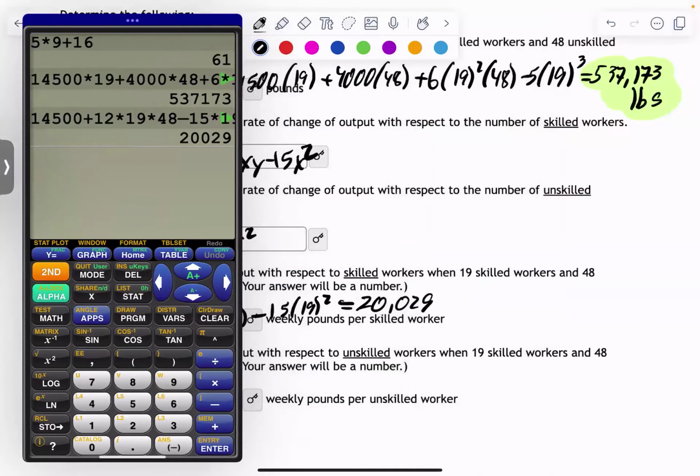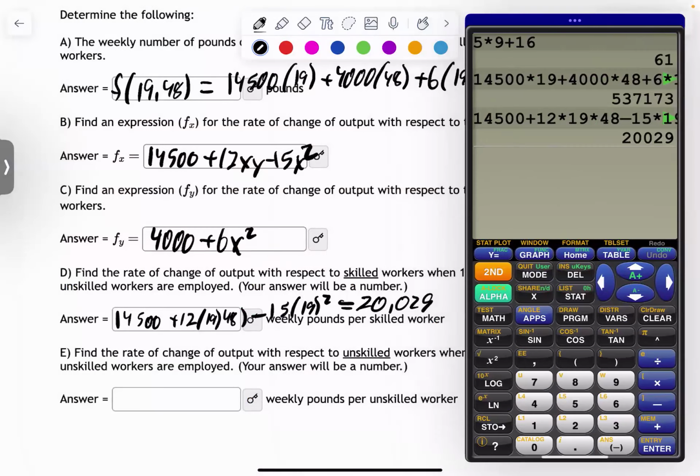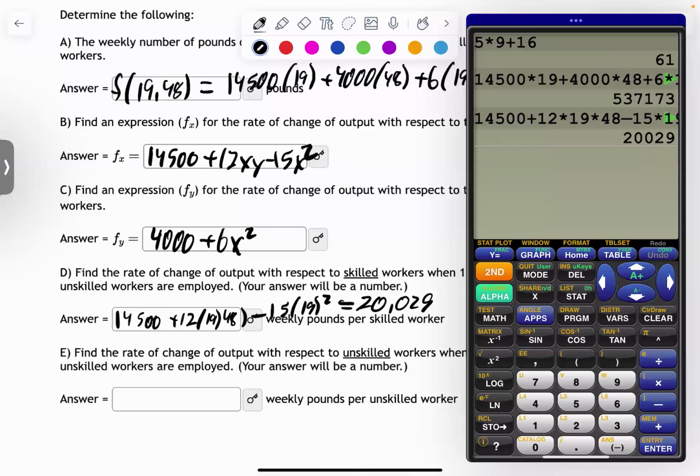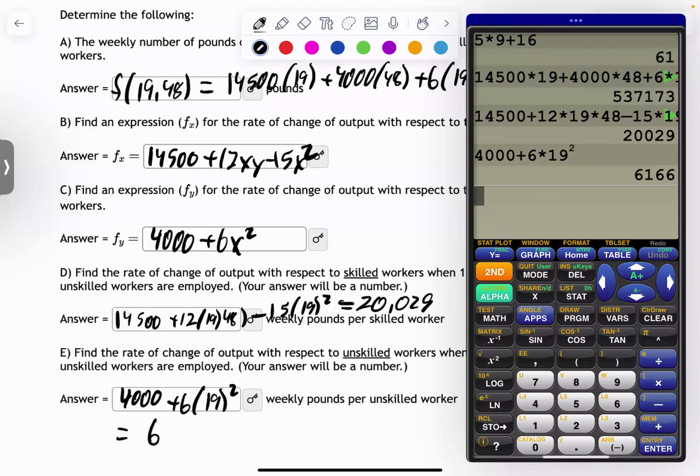And then we're going to do the same thing, except now with the unskilled worker. So this is going to be 4,000 plus 6 times 19 squared. That gives 6,166 weekly pounds per unskilled worker.